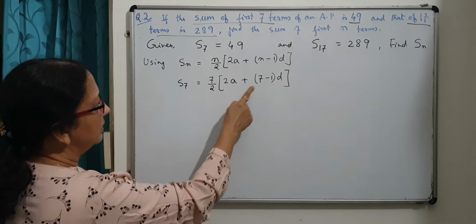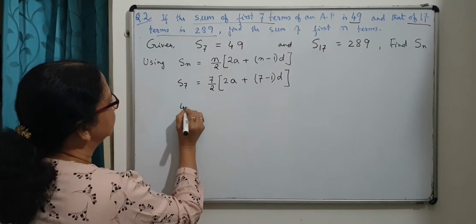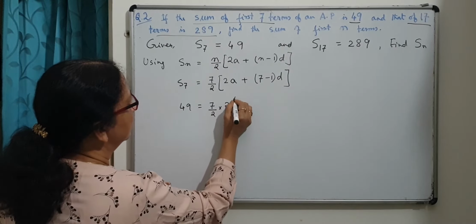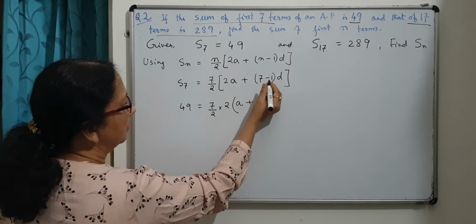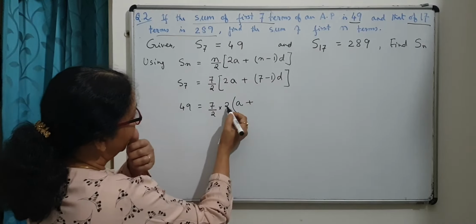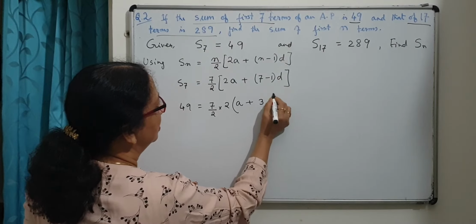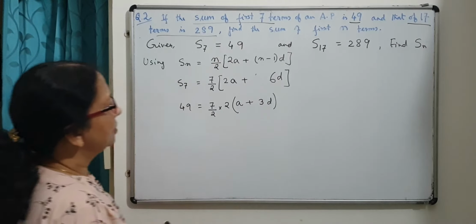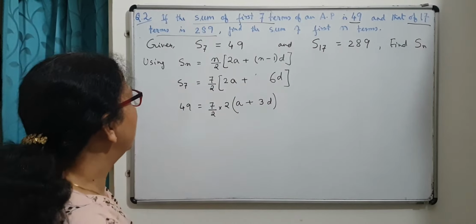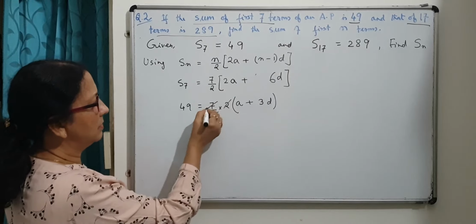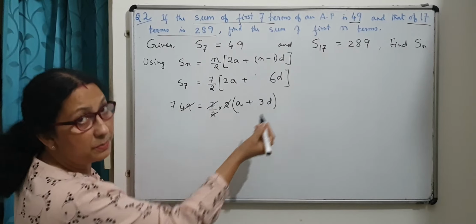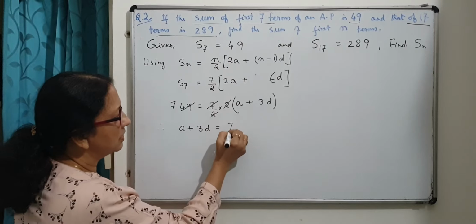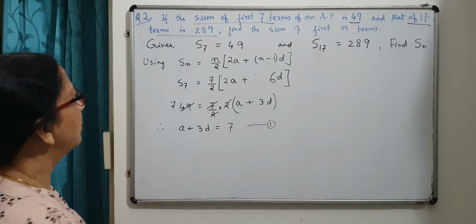So now let me write again. You see, S7 is 49. 7 by 2, let me take out 2 common. So it is a plus 7 minus 1 is 6d, and I have taken out 2, so it is 3d. When I take 2 common, a plus 3d is left. So these 2s get cancelled, and 7 is 49. So I am getting a very simple linear equation in two variables. Therefore a plus 3d is equal to 7, equation 1, a linear equation in two variables.